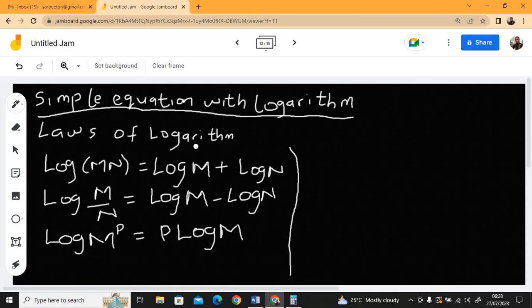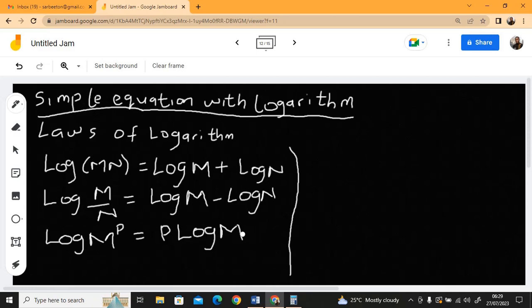The same thing if you are given this one here, you can take it back to this. They are interwoven. Now the same thing if you have division, I told you division is minus, so this division here is minus. Then you pick log of m, then log of n. Now if you have power, the power is going to move to the front, then you have your log m.